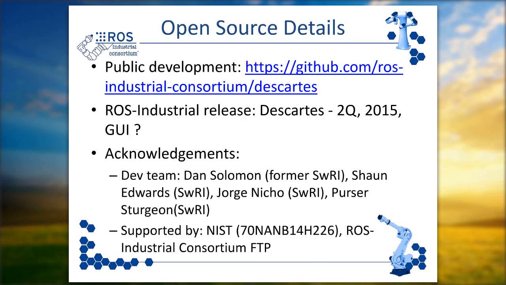So where we are, we're doing all of our development out in public, so everybody can see our pull requests, all the reviews that are going on, every commit that we're doing, which is both good and embarrassing sometimes, but we'd like you all to come see what we're doing. We expect a ROS Industrial release of Descartes in the second quarter of 2015. In the video, you'll see a really nice GUI that sits on top of Descartes. We'd like to release that open source, and we're working towards it, but we don't have a date for that release.